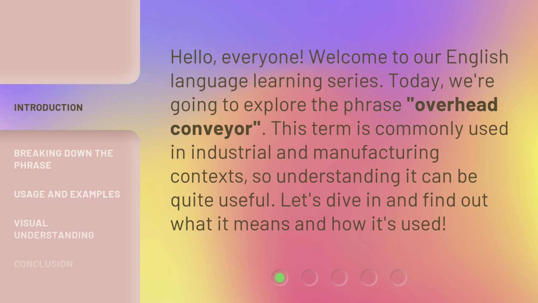Today, we're going to explore the phrase, overhead conveyor. This term is commonly used in industrial and manufacturing contexts, so understanding it can be quite useful. Let's dive in and find out what it means and how it's used.